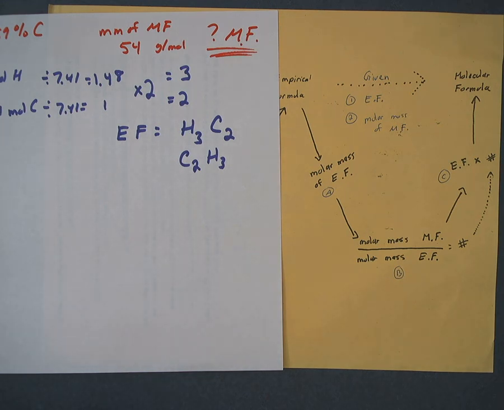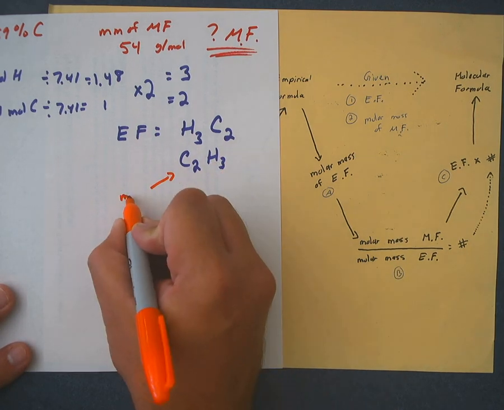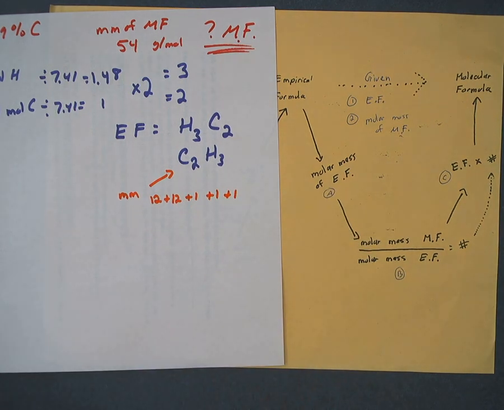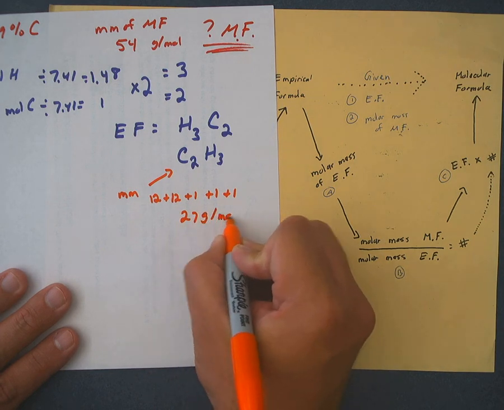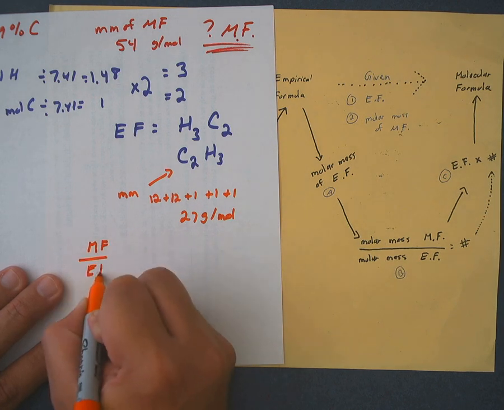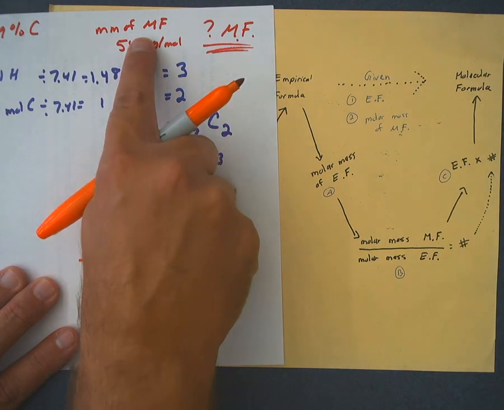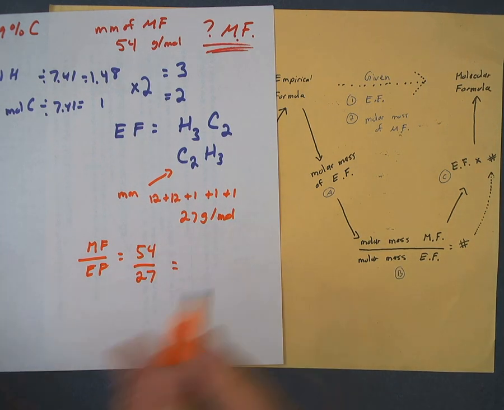So how do I do the next step? Well, I want to find the molar mass of this. So the molar mass of this is 12 plus 12 plus 1 plus 1 plus 1, which, let's see, do I have it written down? Nope, I don't. So I add it up and I get 27 grams per mole. To do part B, I'll take the molecular formula, divide it by the empirical formula. We're talking about the molar masses. And let's see, oh, it's up here, 54 divided by the previously found 27. And I'm pretty sure, and I can do that in my head, that equals 2.